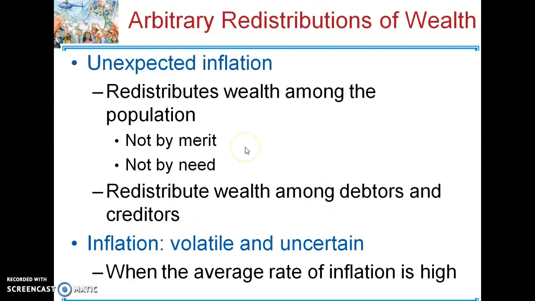Now, one quick thing, if it's unexpectedly low, it's the reverse. If it's unexpectedly low, then creditors earn a higher real interest rate than they intended on. So unexpectedly low inflation benefits the creditor at the expense of the debtor.